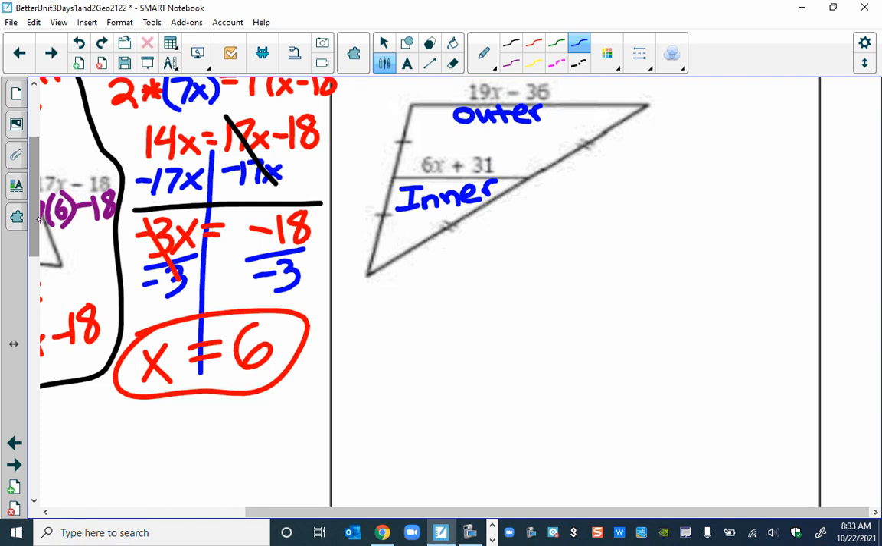Then we go back to what we need to do. So 2 times the inner is the outer. Perfect. There's your notes.